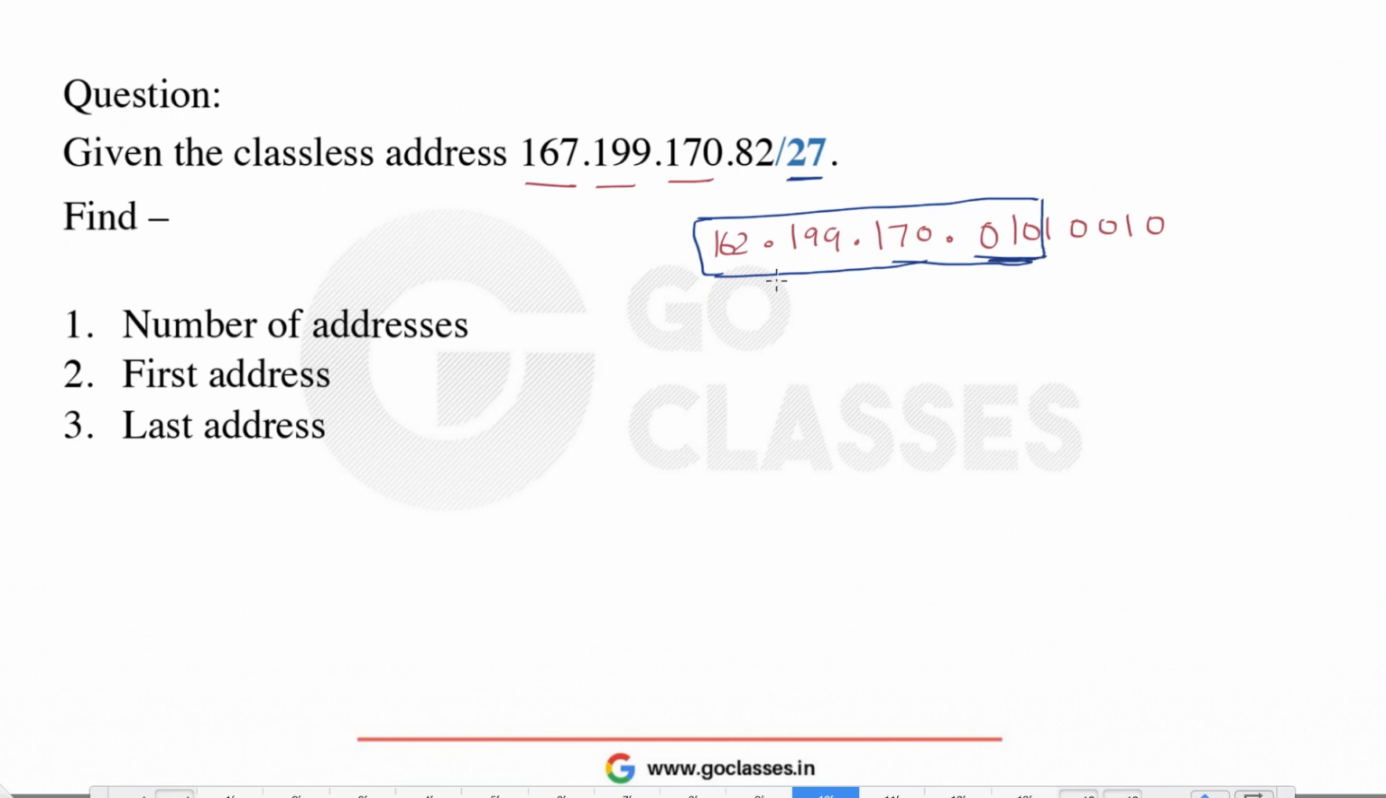First, they are asking the number of addresses. How many addresses are possible? Since this is fixed, you can change these 5 bits, right? These are the 5 bits which are changeable. So you will say 2 power 5 addresses are possible.